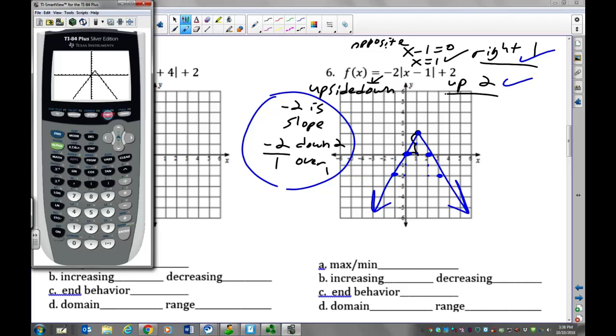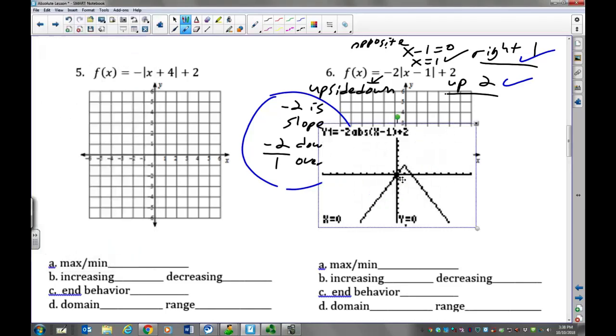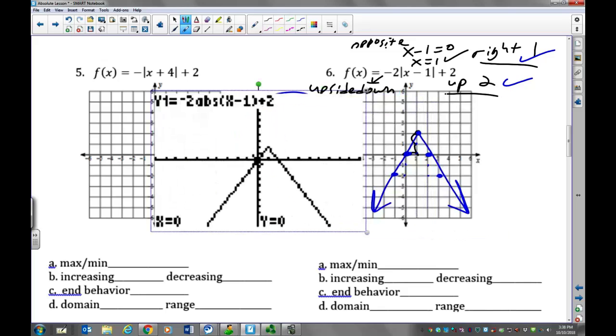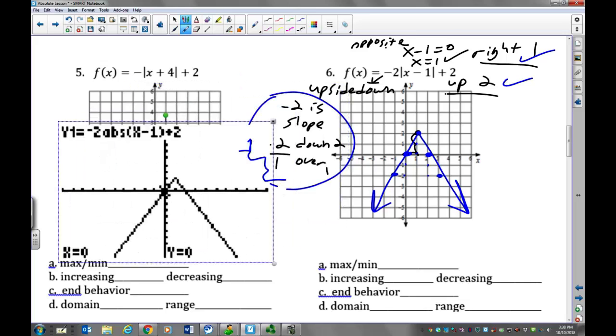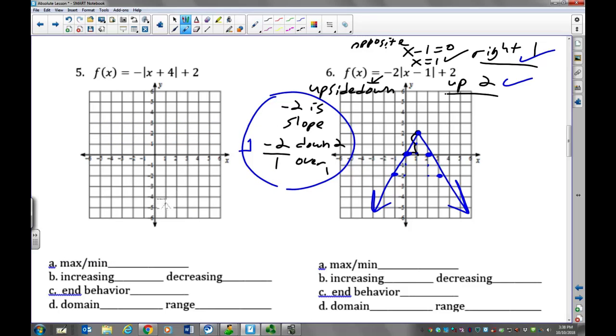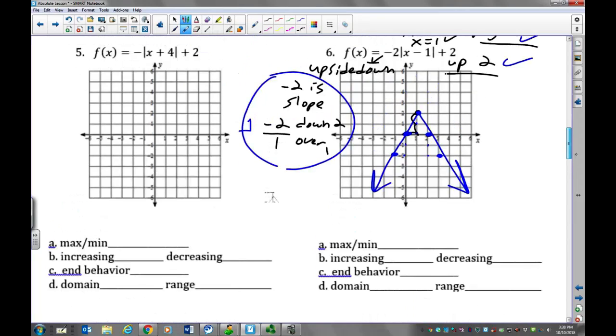So we push trace, and you can see at 0, 0 is where it crosses, which is what I've got. So we compare those 2 graphs. And yep, we went over 1, up 2, and then we went down 2, over 1, down 2, over 1. Cool. So I just wanted to make sure that we did that right. You can use your graphing calculator to help you graph these, which is pretty awesome.